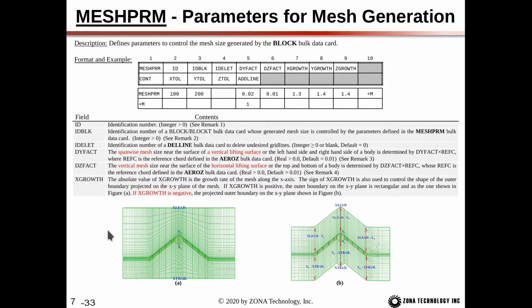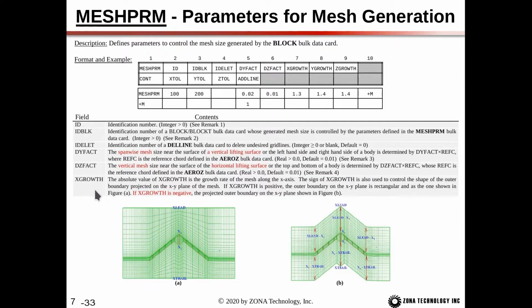DYFact controls the spanwise mesh size near the surface of a vertical lifting surface. And then also the left and right hand sides of a body. So this is determined by dy_fact times the reference chord. And the default is 0.01 or 1%. So most cases, this gives an adequate mesh size. And then dz_fact is the vertical mesh size near the surface of a horizontal lifting surface, and then also the above and below a body. So this is dz_fact times ref c, or the default is 1% times ref c.